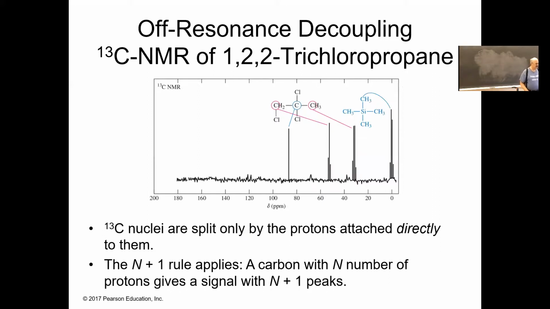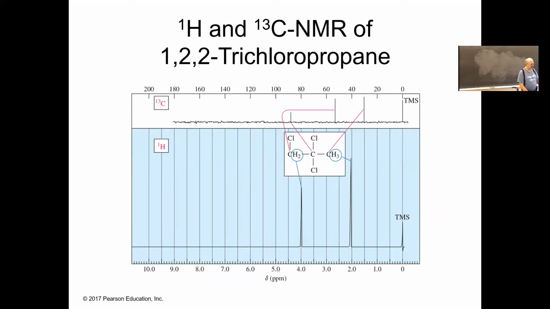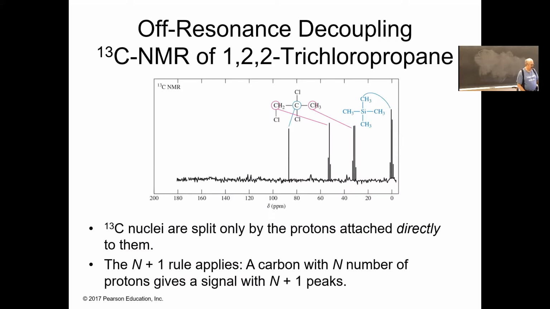Another type of decoupling is what's called off-resonance decoupling. In the previous slide, all the carbon peaks showed up as singlets. Here we decouple the proton-proton interactions on adjacent carbons, and we suppress everything except the proton interactions that are directly attached to the carbon-13. And again, we apply the N+1 rule.